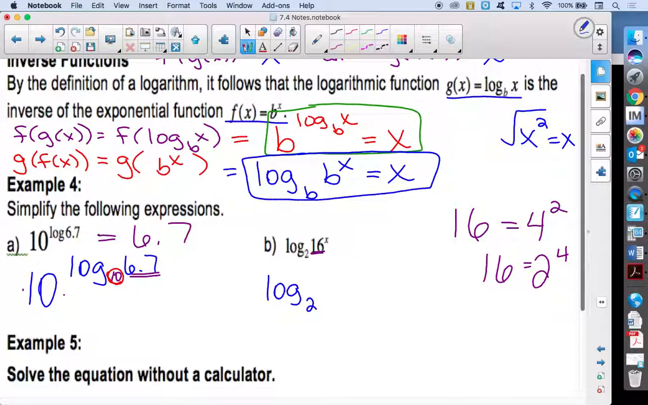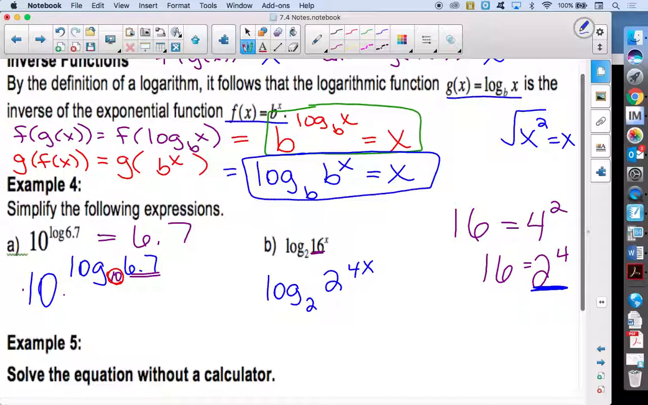So if the base is 2, we want to use 16 is 2 to the 4th. So we're going to take out the 16 and replace it with 2 to the 4th because it means the same thing. But now my bases match up. Now that 16 had an exponent of x, so that means 2 is going to have the exponent of 4x.